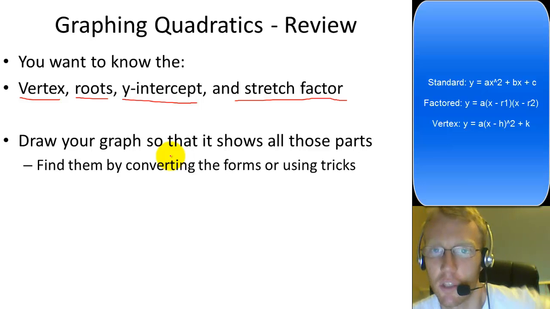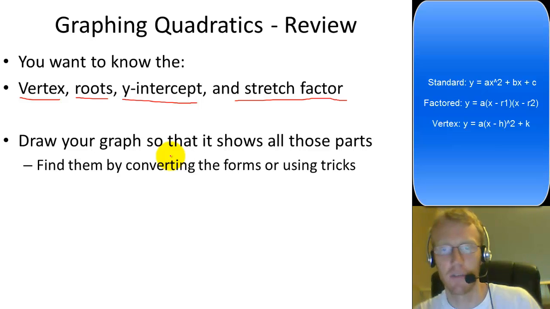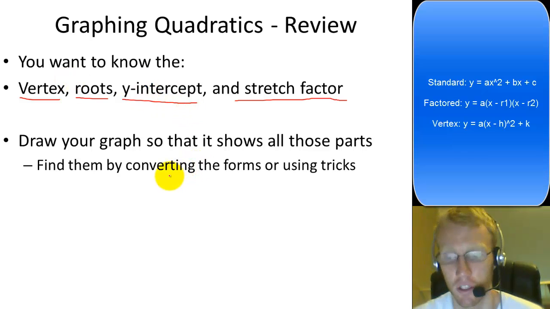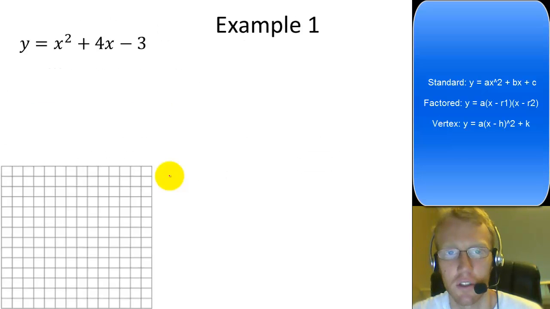And so you might not always be drawing it right centered on 0, 0. If the graph has been shifted left or right or something, you want to take that into consideration when you're drawing your picture. And to find all these different things we need, we're going to just practice converting the forms. So we have a couple of examples where we're really going to put together everything that we've learned.